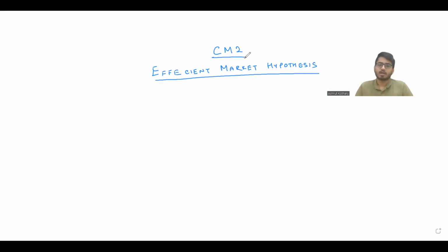So today we'll be starting with basically the efficient market hypothesis. This is basically chapter 1 of CM2. It's a theoretical chapter. There aren't any numericals as such in this chapter. On the face of it, the chapter is a very short one.